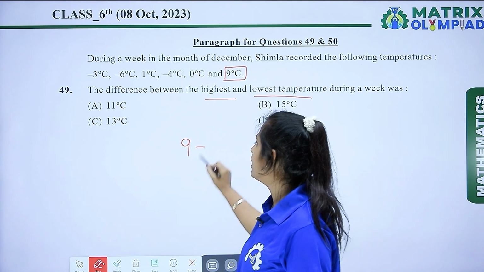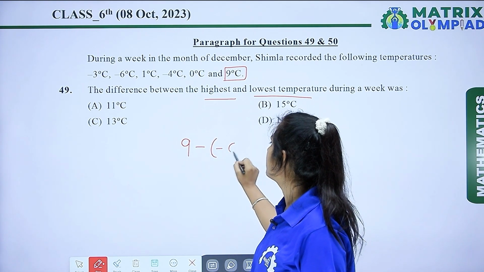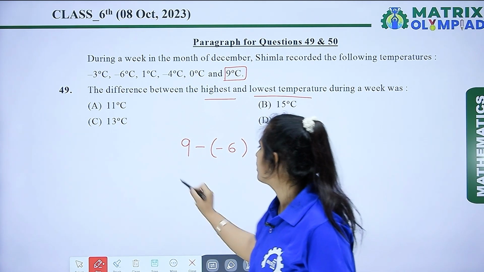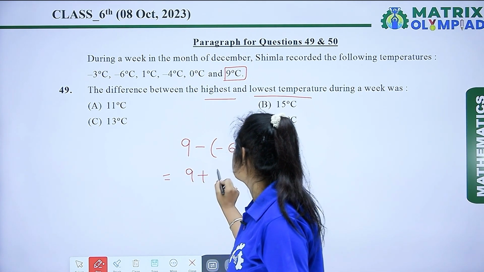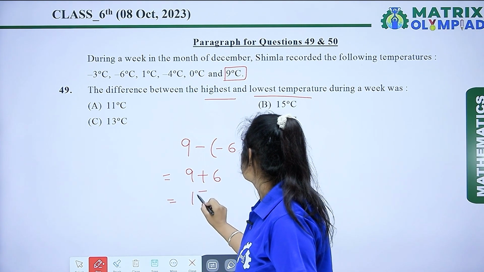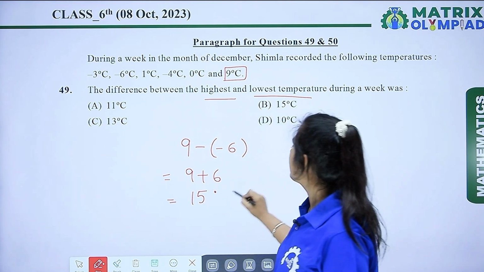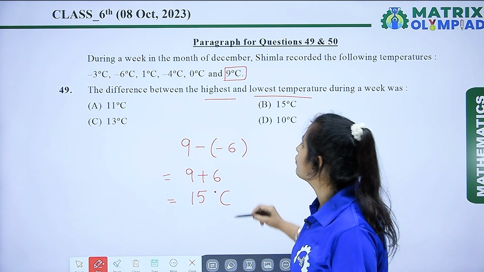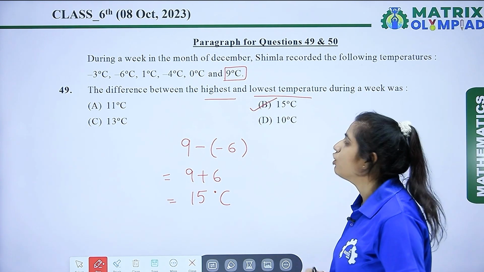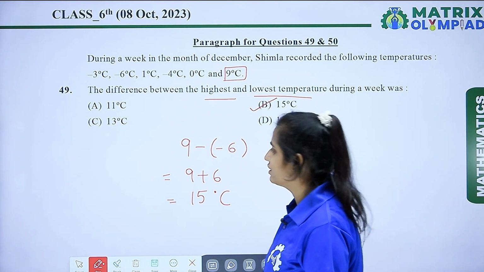So हमें difference निकालना है, so we will put the negative sign and the lowest temperature is -6. So 9 plus 6 will give us 15. So here 15 degrees Celsius is the difference between these two temperatures. Here option B is the correct answer.